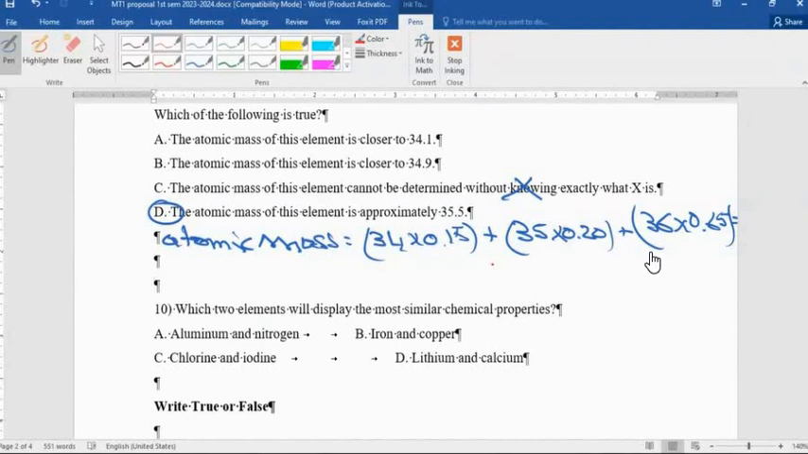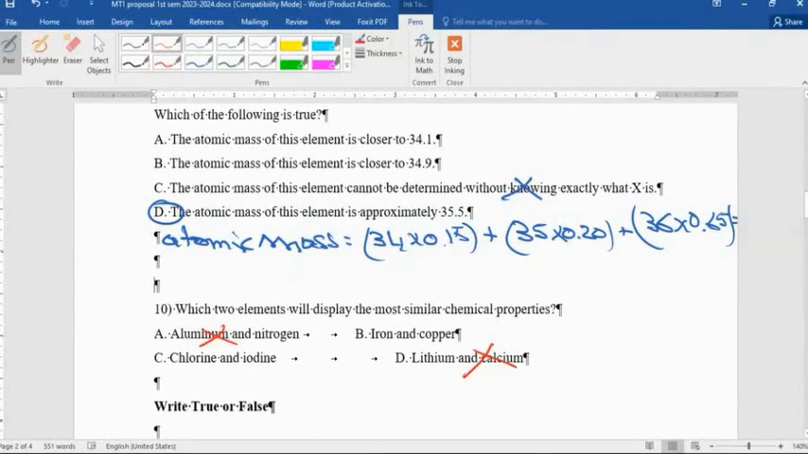I have to find which is the pair of these two elements situated in the same group, whether metal or non-metal. So if I check aluminum and nitrogen, aluminum is metal and nitrogen is non-metal, so this one is wrong. They do not belong to the same group. Now I also have lithium and calcium. Lithium is group number 1, calcium belongs to group number 2. So they are not in the same group.